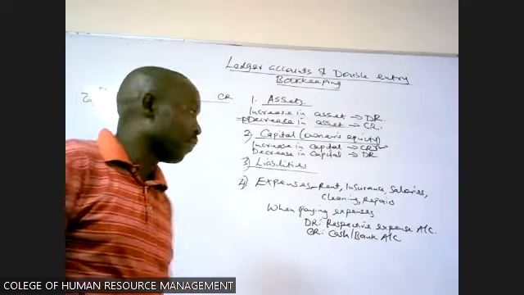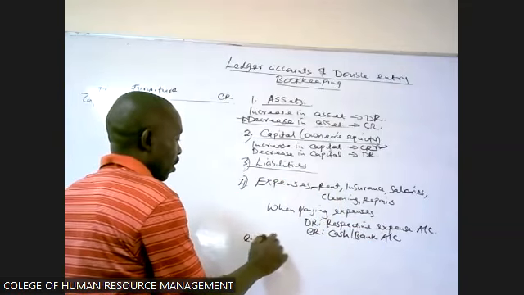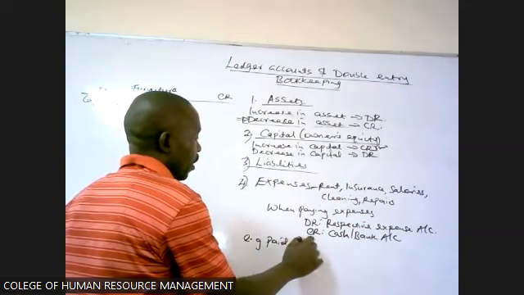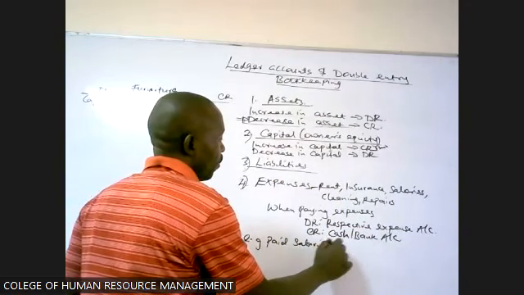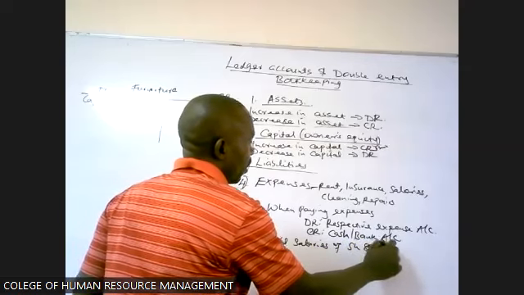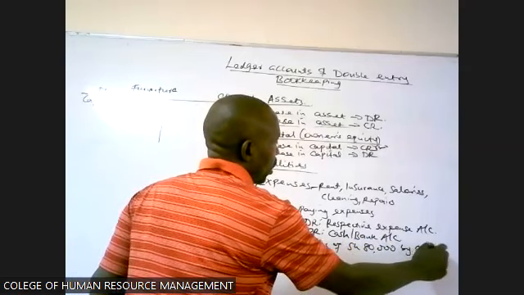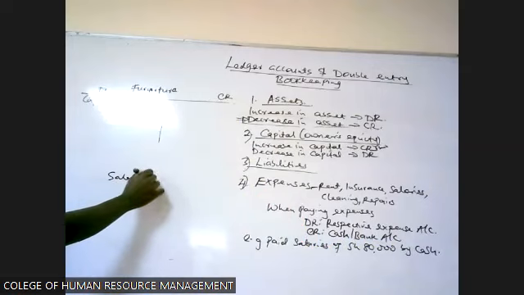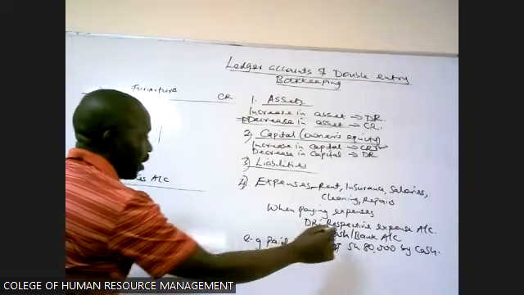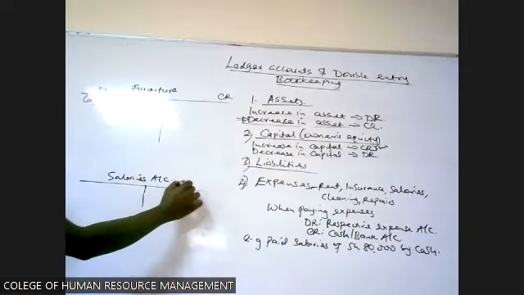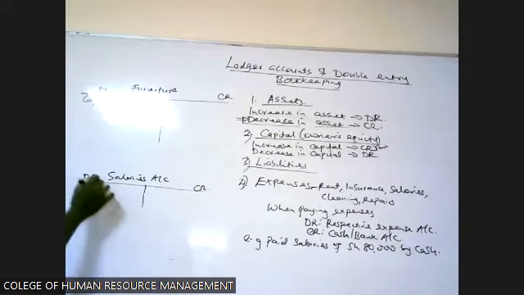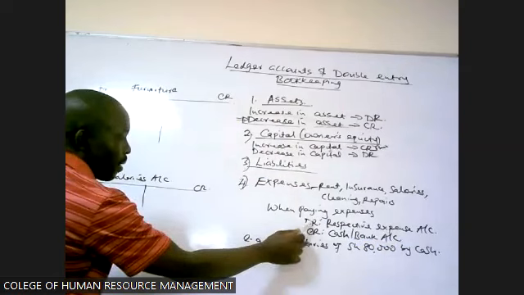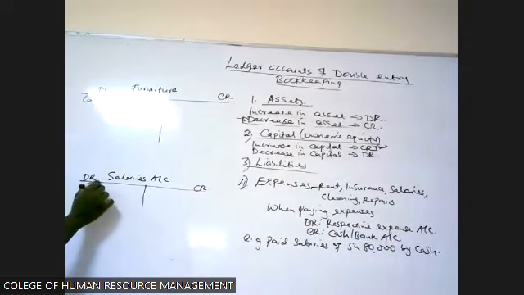For example, if you paid salaries of shillings 80,000 by cash, how are you going to record that? You need to come here and open the salaries account. That's why we are saying respective expense account. And then you debit that expense account. You come here and you say that it has been paid by cash, 80.